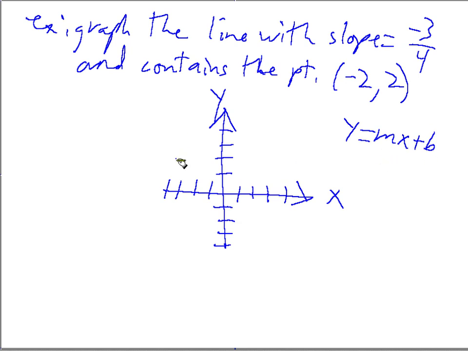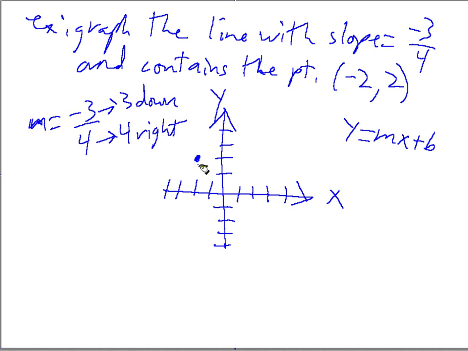Make sure we understand that. So let's start off at negative 2, 2 then. That's my starting point, so we adjust the graphing guidelines a little bit. Now, how do I find the next point? Well, I have the slope now, m equals negative 3 over 4. So the rise is negative 3, the vertical change, so we go 3 down, and the run is positive 4, we go 4 to the right, the horizontal change.